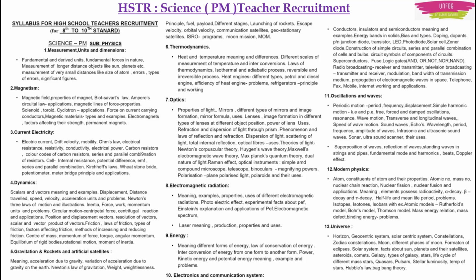For example, in gpstr, measurement units and dimensions, this chapter also was there as first chapter in that syllabus. But in this chapter, here for HSTR syllabus, they have added errors, types of errors, significant figures and all that. This was not there in gpstr. In the same manner, for gravitation, rockets was not there in gpstr. They have added rockets here in HSTR. In current electricity, Kirchhoff's law, Wheatstone bridge, potentiometer, meter bridge, principle and applications, this was not there in gpstr. But there was a chapter of current electricity in gpstr. This they have added here in HSTR.